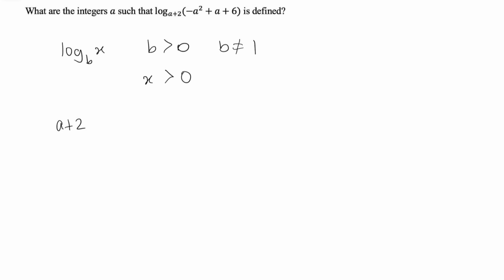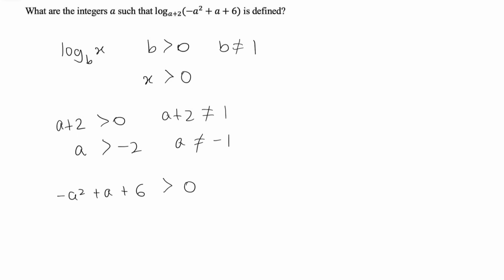We want a plus 2 to be larger than 0. A plus 2 cannot be equal to 1. So therefore, a is larger than negative 2, and a cannot be equal to negative 1. Now let's look at the argument. Negative a squared plus a plus 6 must be greater than 0.